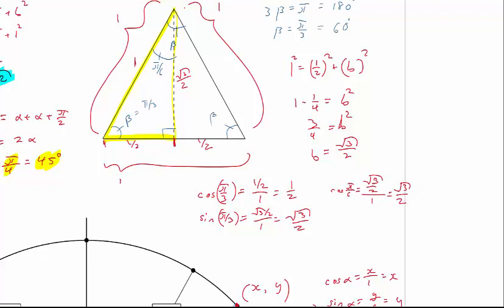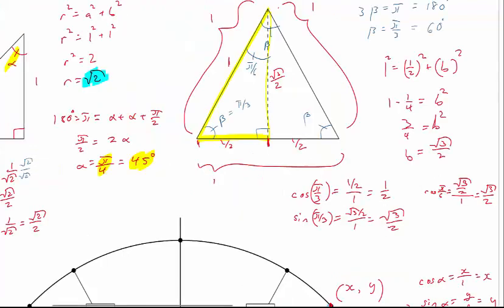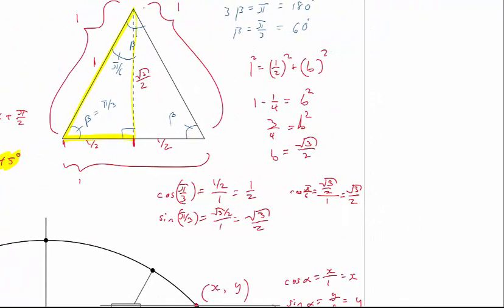Let's go on to the next one. We're going to look at sine of pi over 6. Right, and so what is the opposite of this angle? The opposite of that angle is 1/2. Hypotenuse is still 1. So sine of pi over 6 is 1/2. Note that these two are the same and these two are the same.